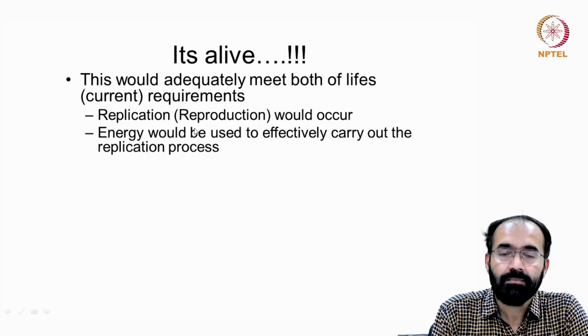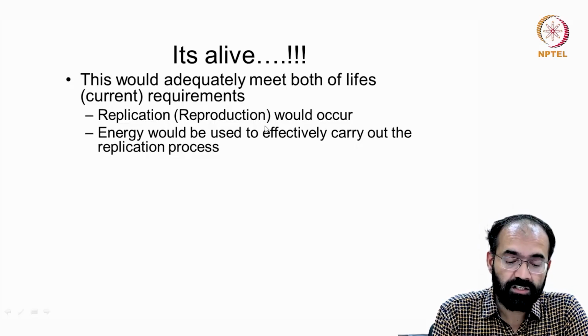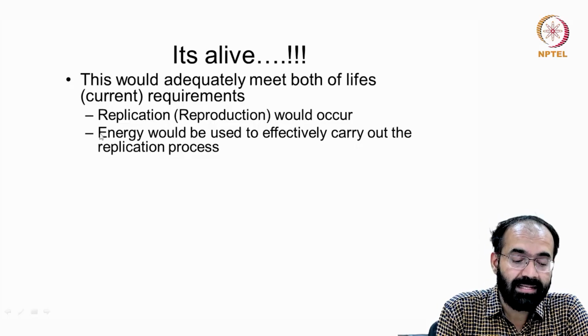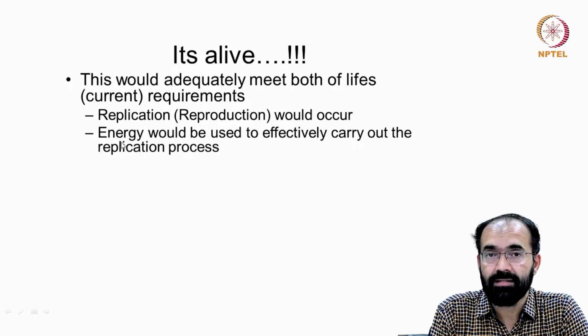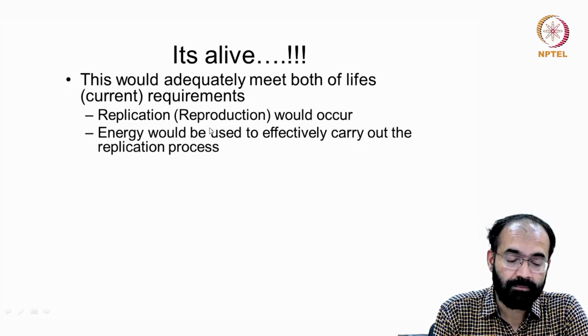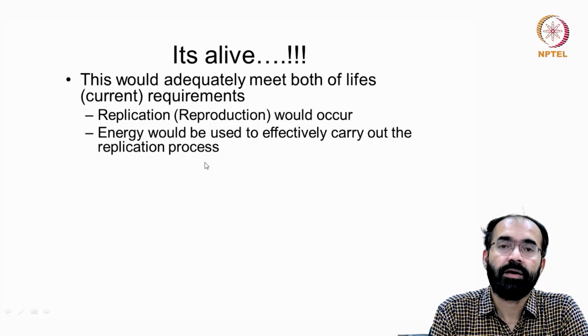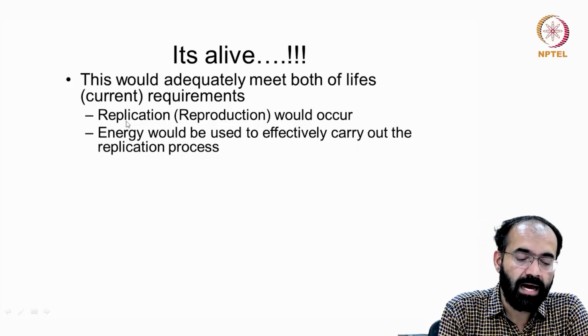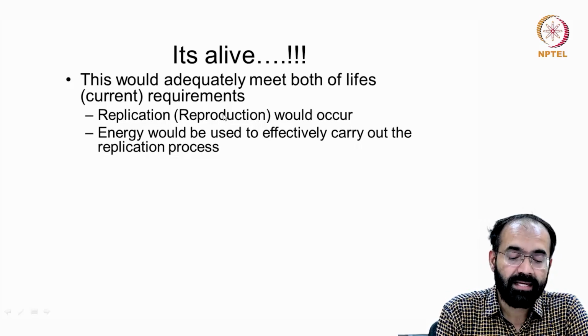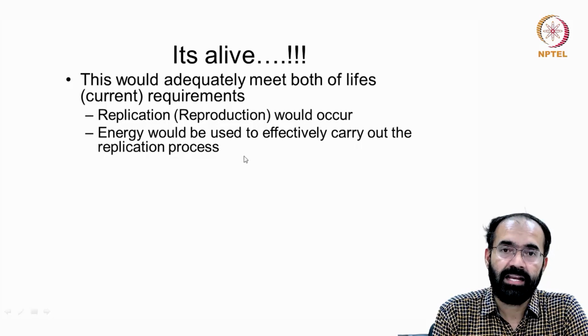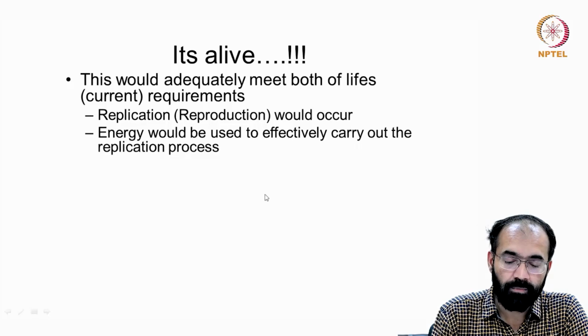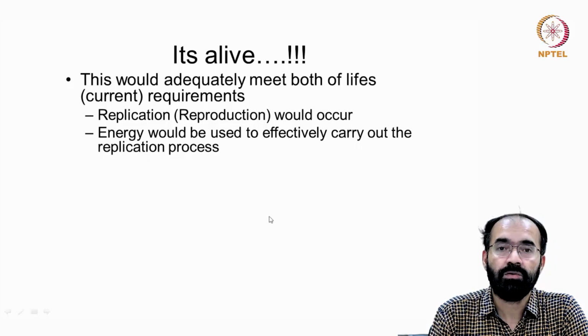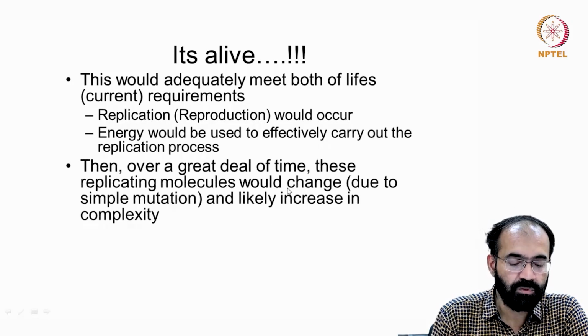The replication, which is nothing but reproduction of itself, would occur, and the energy. Remember, we defined life in the beginning. That means all the major things it requires are the ability to make a copy of itself and the ability to utilize energy. So the RNA can technically make a copy of itself, and it can also utilize the energy either by chemical means or by physical means, which allows the replication to happen smoothly.